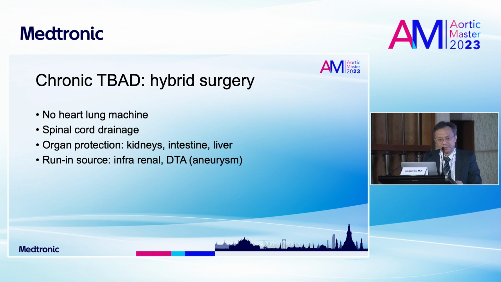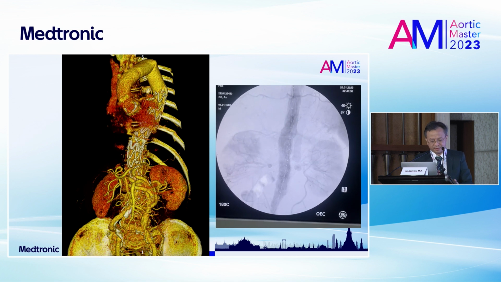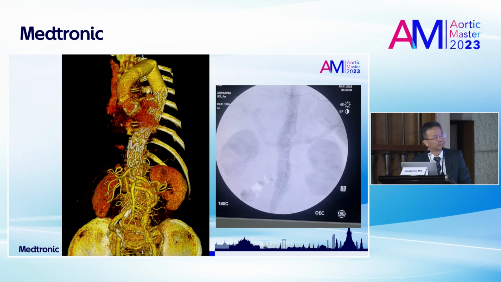But usually for chronic dissection, the true lumen is very, very small. So if we use the infrarenal abdominal aorta as the inflow source, maybe the blood coming to the kidney, SMA, and celiac may not be enough. So we have to think about that. For the aneurysms, we can do the graft from the descending or the suprarenal aorta. Well, we can see here for the two cases, it's around 89 patients, 79 patients.